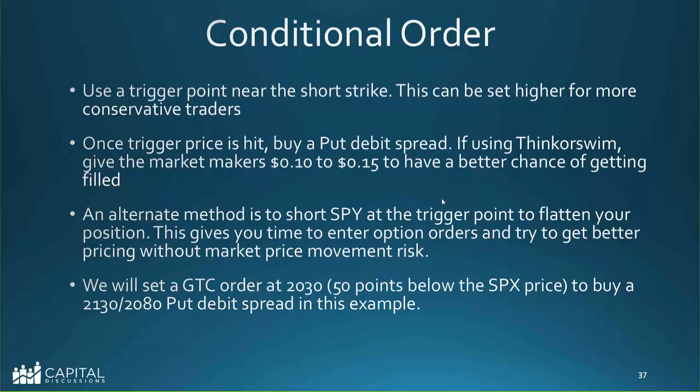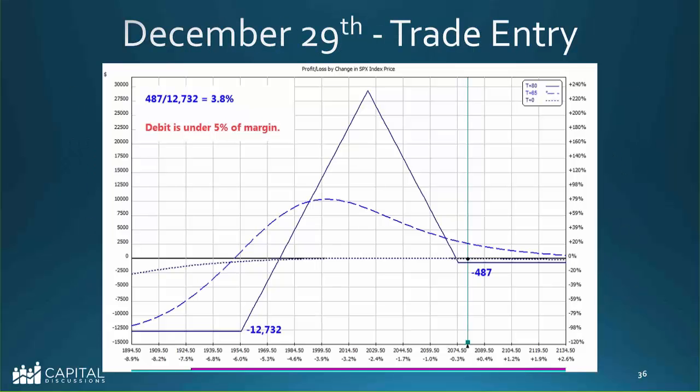So for this trade, we'll set the good till cancel order at 2030, which is 50 points below the SPX price. And if I go back to the risk graph, that's right here. It's just a little bit above the short. So that's where we're going to put the conditional order.